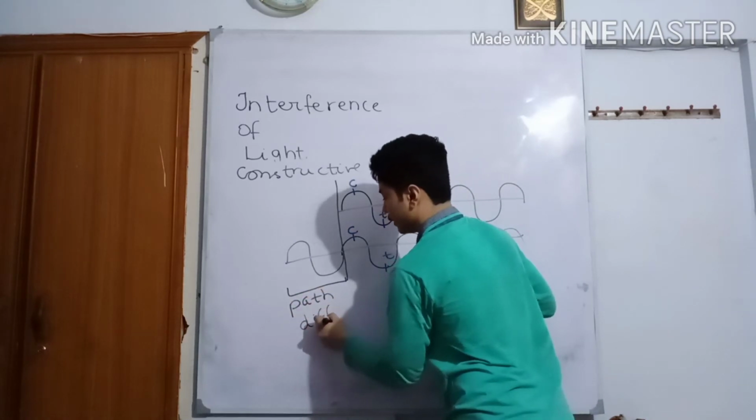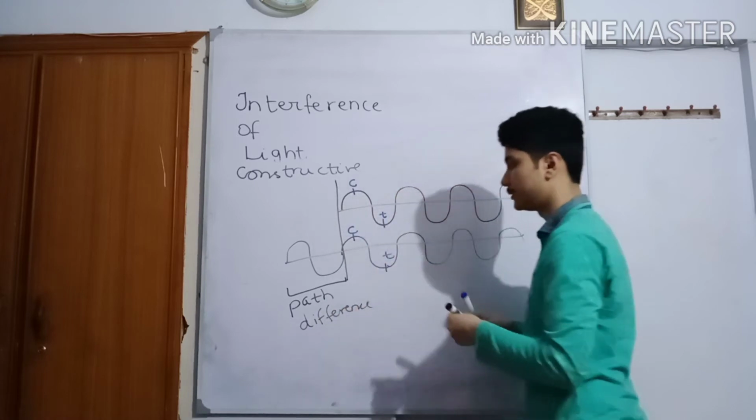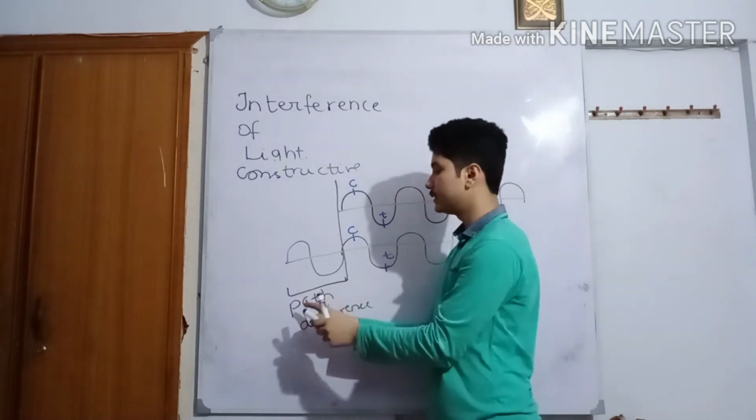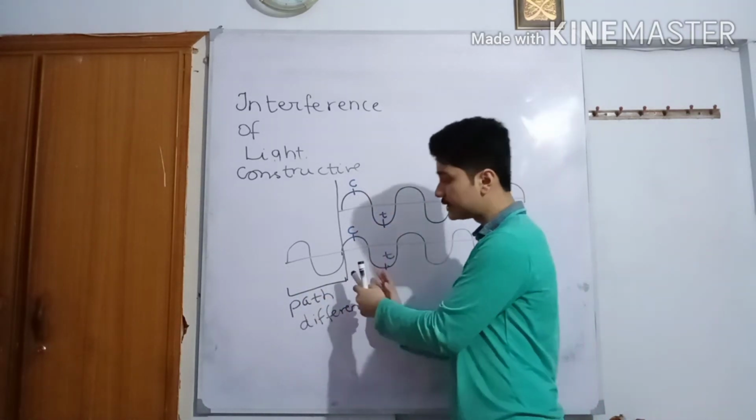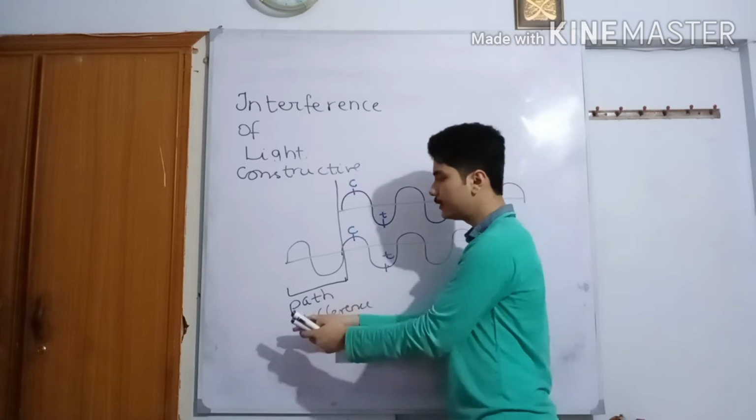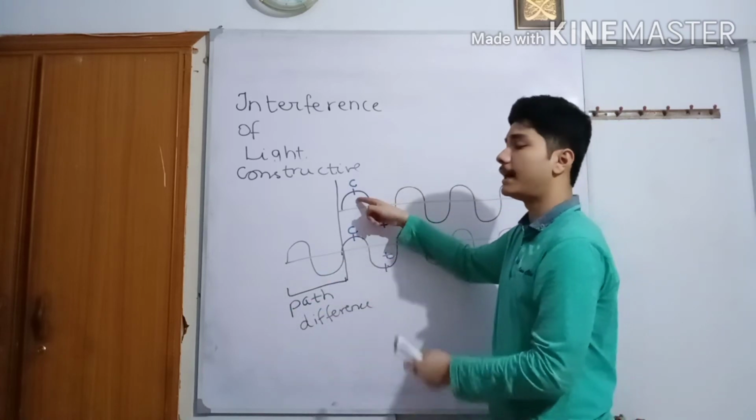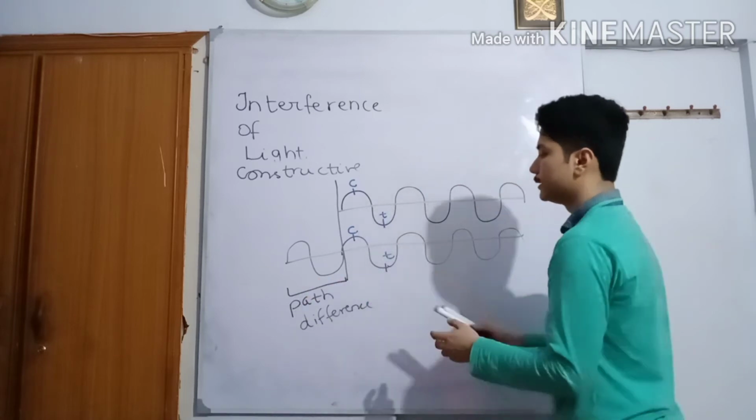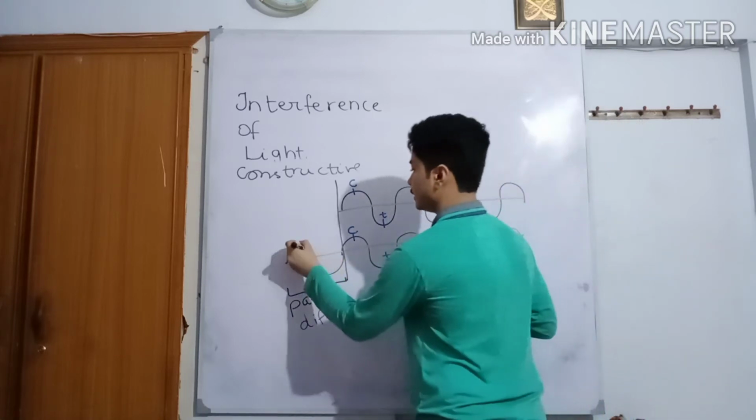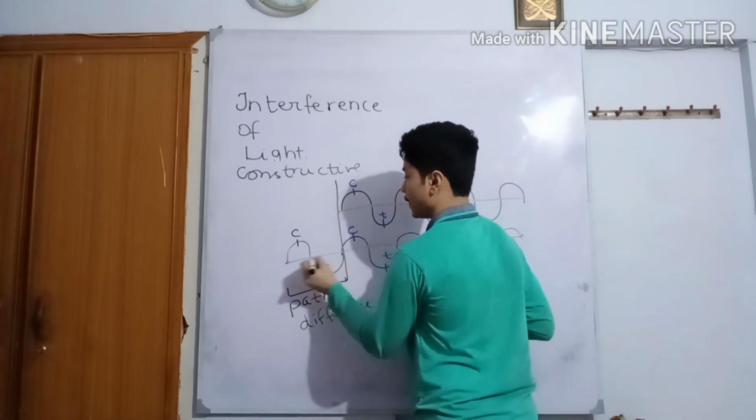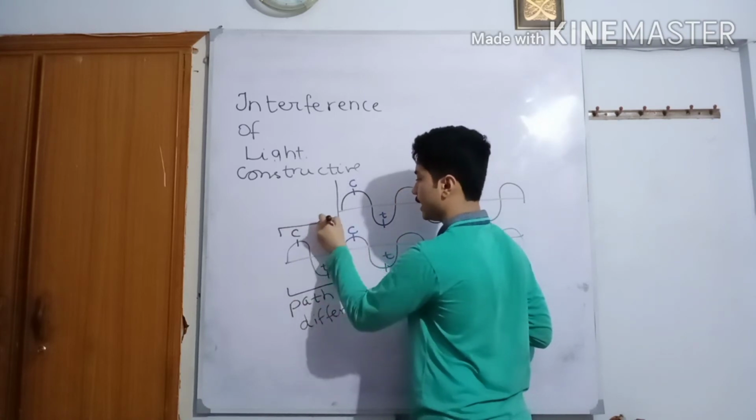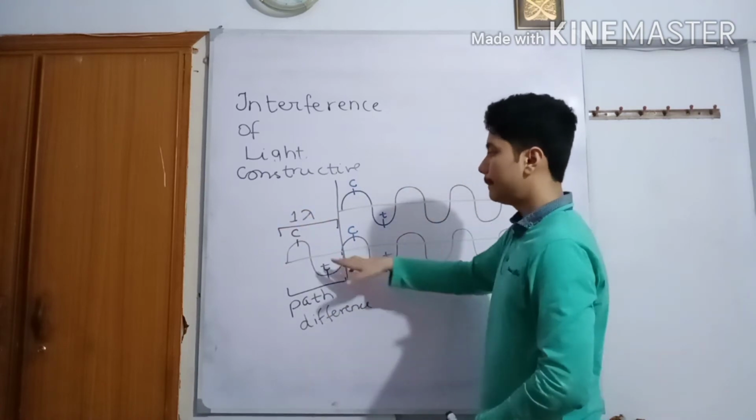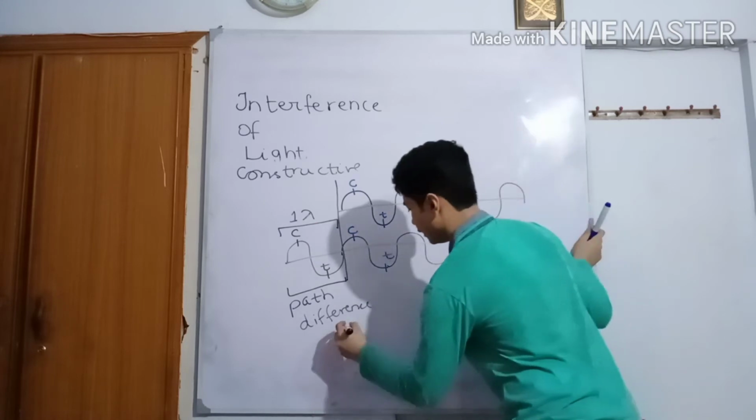So path difference, now the definition of path difference. What is path difference? Path difference is basically, if a light wave covers more distance than the first light wave, then this much more distance that the second light wave has covered from the first is called path difference. So this is path difference. Here, as you can see, this is crest and this is trough, and a wavelength starts from crest and ends at trough. So this is one wavelength, 1 lambda you can call it. So the path difference here is 1 lambda.